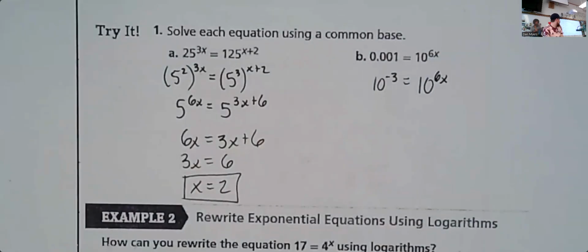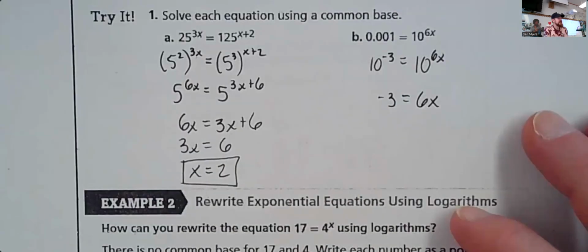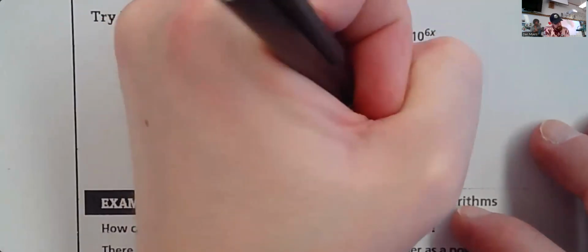There's no power rule that we need to use here. We can just straight up set those two exponents equal to each other now. And so that'll be -3 equals 6x. What does x equal? -1/2. Good. There we go.